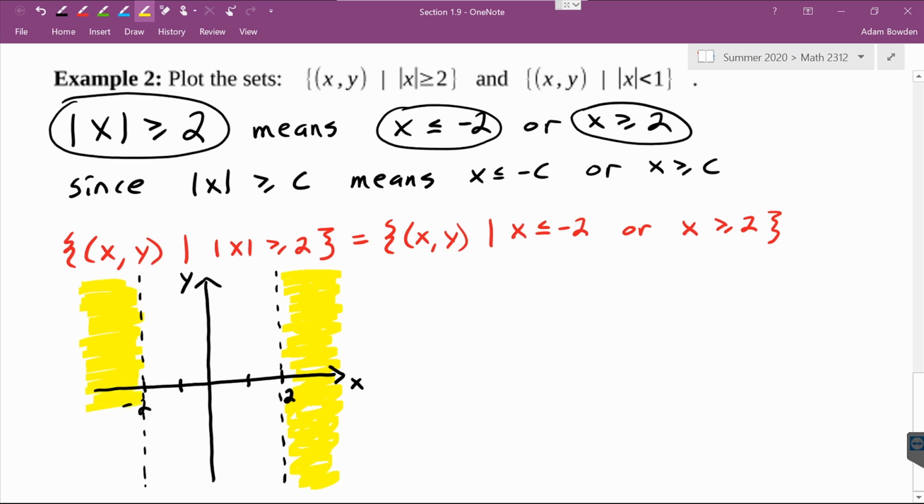So I'll just shade that area in over here to indicate that that's the part that it's including. So this is the part where x is less than or equal to -2, and over here greater than or equal to +2. And so that's what this set is going to be referring to. This side on the right and this side on the left for -2 and +2.